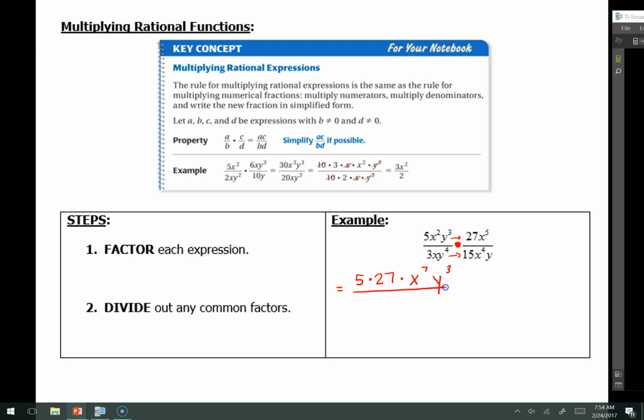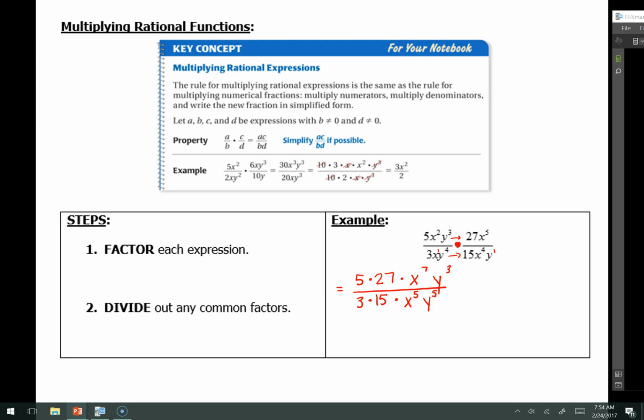Down in the denominator, if we do the same thing, we have 3 times 15. I'm not going to multiply those together to get a big number. We have x to the 1st power times x to the 4th power. We add those exponents together, so that's x to the 5th. And y to the 4th times y to the 1st means that we have y to the 5th.